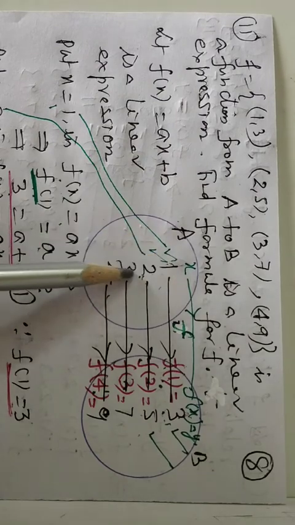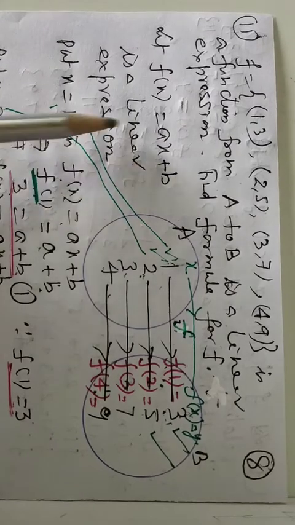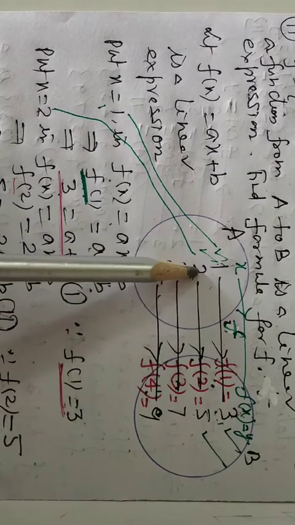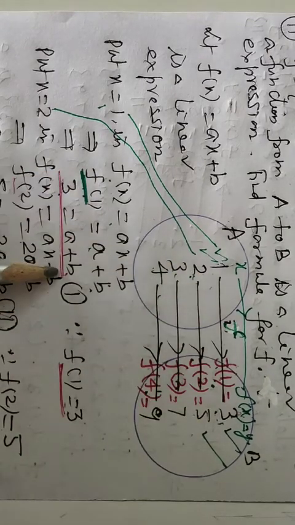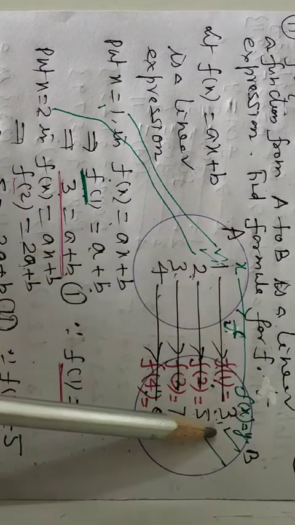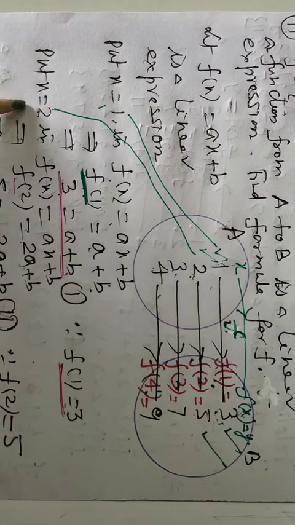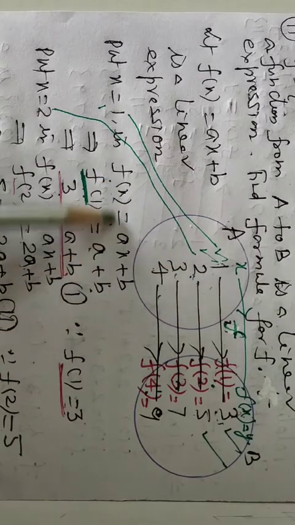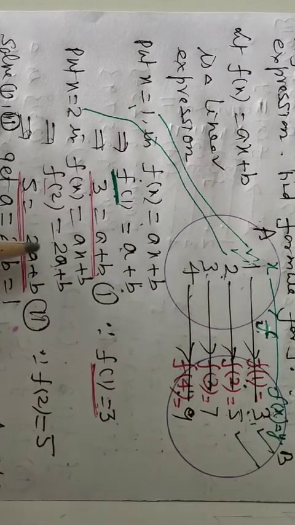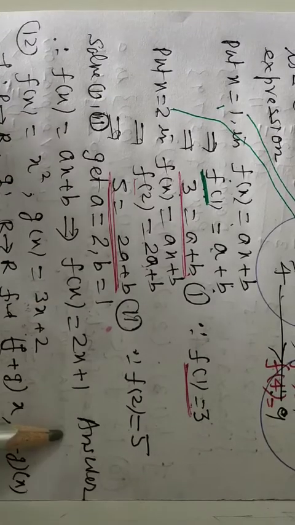You need a and b, so two equations are required to find the value of a and b. Select 1 and 2 from the top. Now putting the value x is equal to 1 in f(x) is equal to ax plus b, f(1) becomes a plus b. Put the value of f(1) is equal to 3, so 3 is equal to a plus b. Now putting x is equal to 2, the f(2) is equal to this, but f(2) is equal to 5. So the two equations are solved to get a and b, and putting the value of a and b in ax plus b, we get the answer.